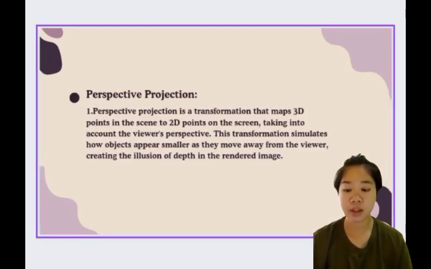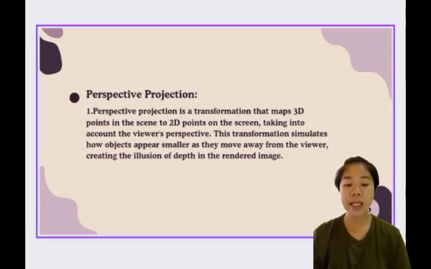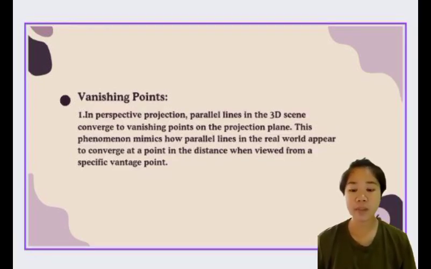Perspective projection. Perspective projection is a transformation that maps 3D points in the scene to 2D points on the screen, taking into account the viewer's perspective. This transformation simulates how objects appear smaller as they move away from the viewer, creating the illusion of depth in the rendered image.